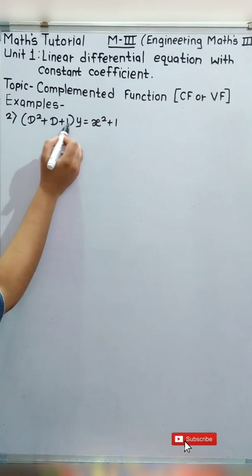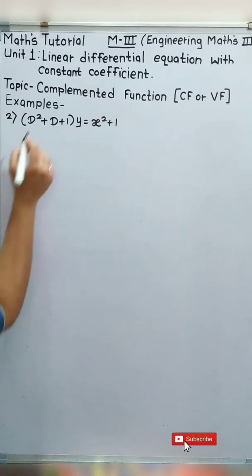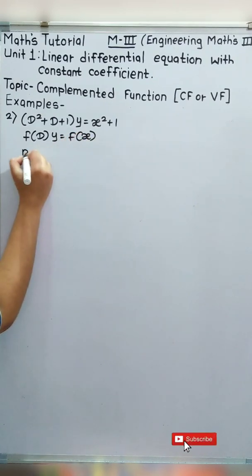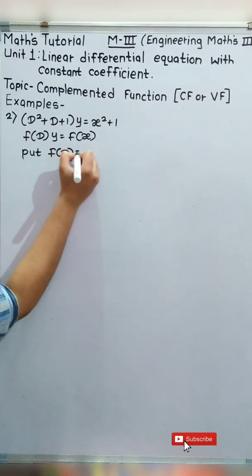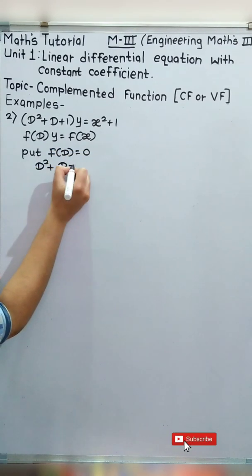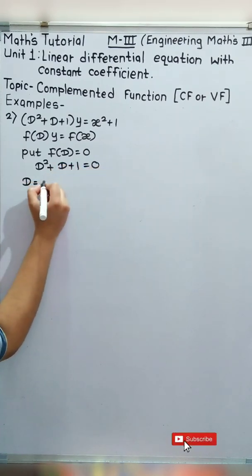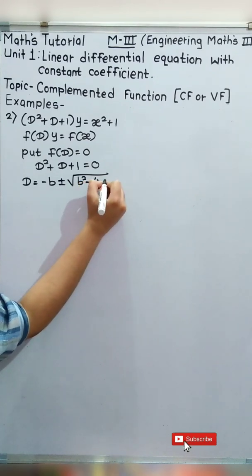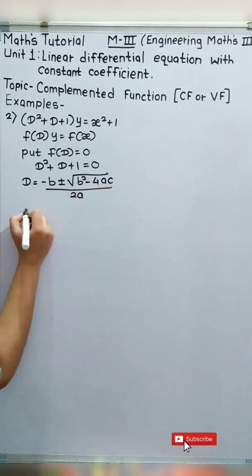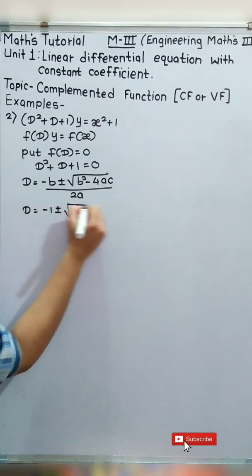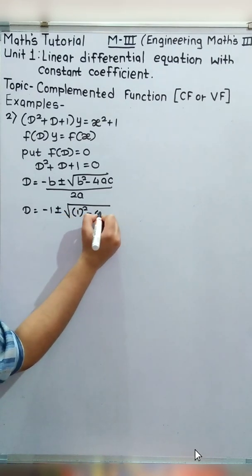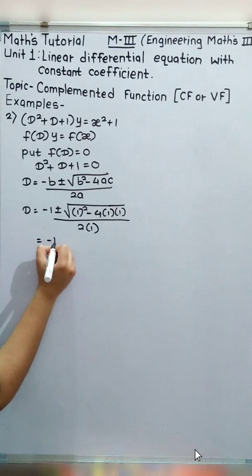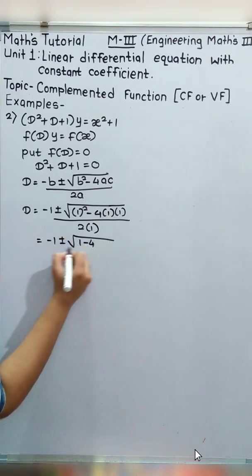Second example: (D² + D + 1)y = x² + 1. Here the simplified form is f(D)y = f(x). Put f(D) = 0, so D² + D + 1 = 0. Here D = (-b ± √(b² - 4ac)) / 2a. So D = (-1 ± √(1² - 4·1·1)) / 2, with a = 1, b = 1, c = 1. So (-1 ± √(1 - 4)) / 2.